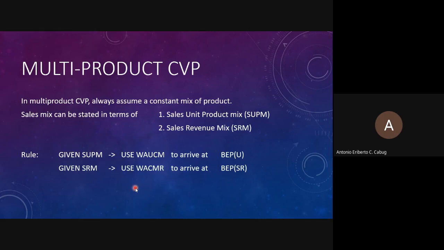Kunyari, sa isang araw, mga nabebenta ko 10 apple, 10 orange. 10 apples, 10 oranges. So the ratio is, for every apple sold, 1 orange is sold. So, ano yung mix nun? The mix is 50-50. Okay? Now, do not get confused with the sales unit product mix and the sales revenue mix. Sales unit product mix, this is per unit. Okay? For every 1 apple na nabebenta mo, isang orange, 50-50. Pero yung apple, 10 pesos.